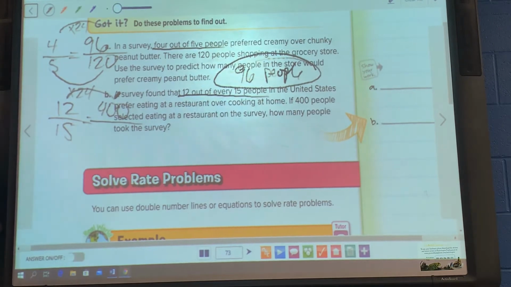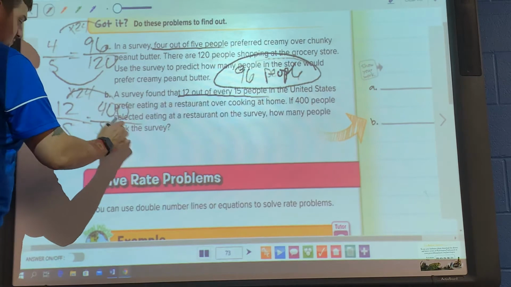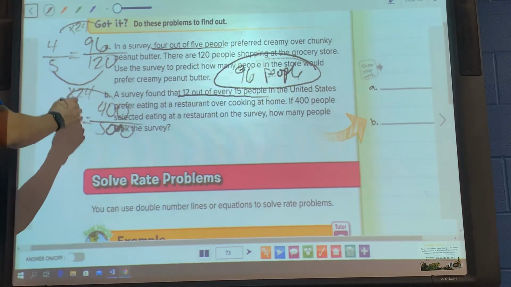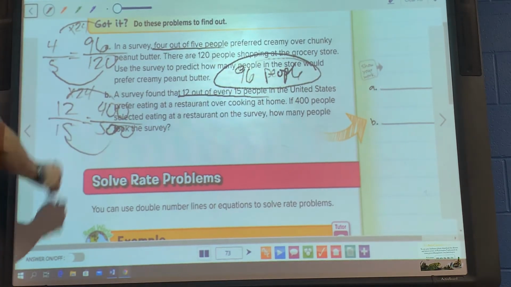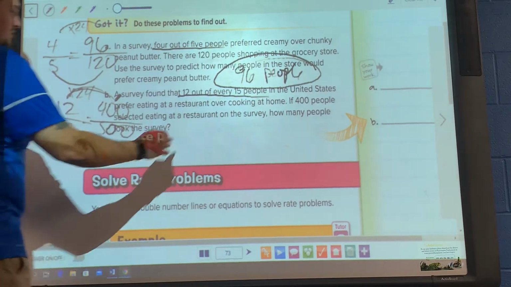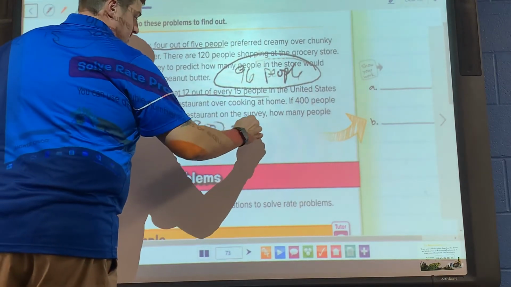Okay, so when you multiply this out, you get 500 people total. 500 people total, so 500 people.